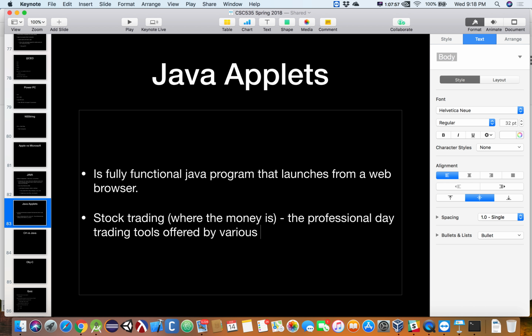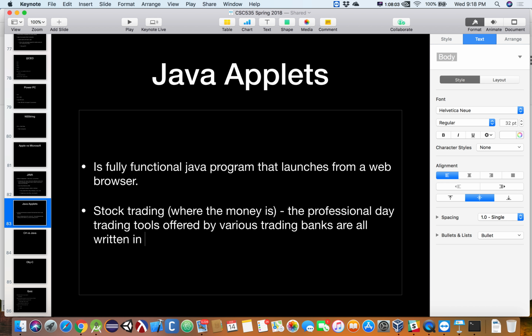So the professional day trading tools offered by various trading banks are all written as Java applets. That way they don't have to worry about what kind of computer you have. Are you on a Windows machine? Are you on a Linux machine? Or are you on a Mac? They have a Java program that launches out of their web page. And it's your trading platform as a native application running in Java on your computer.